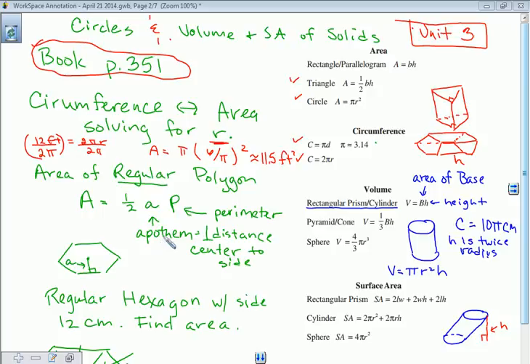not certain that this will be on your end of course test. They may just give you a rectangular prism, which means the base is a rectangle. They may not give us a hexagonal prism. But this is what you would do if they did.